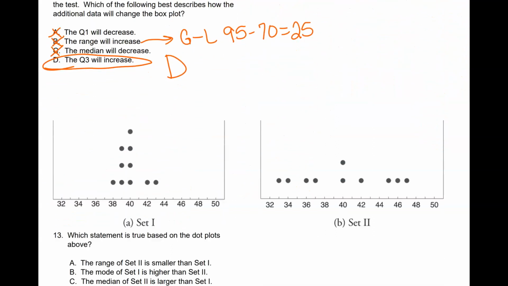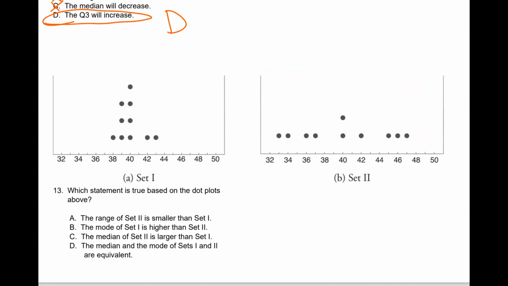Number 13, last one. Which statement is true based on the dot plots above? The range of set 2 is smaller than set 1. All right, so set 2 we have, this is 47. So 47 minus, this is 33. So this one is 14.